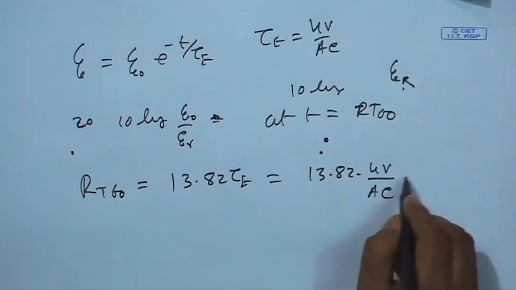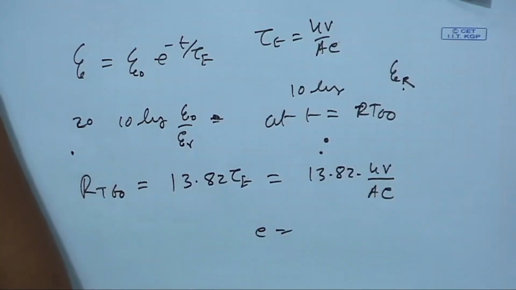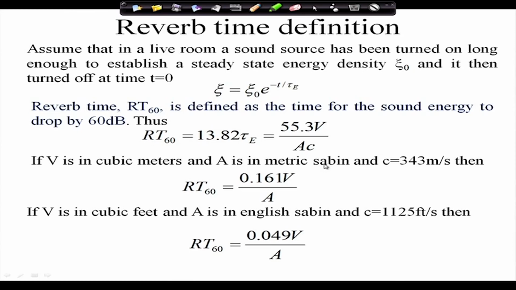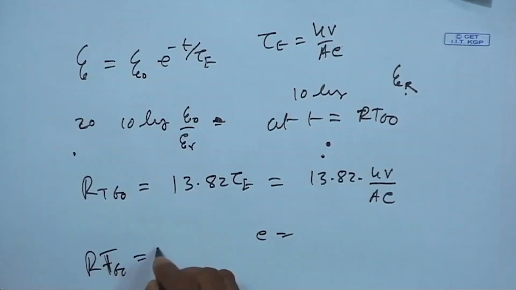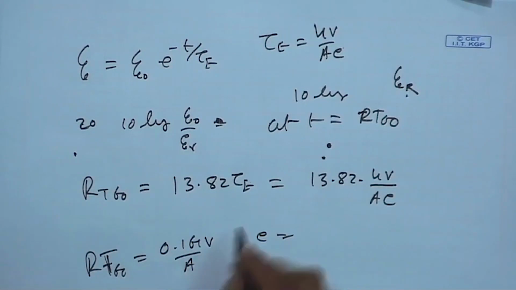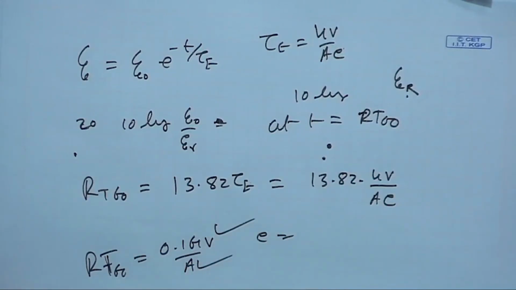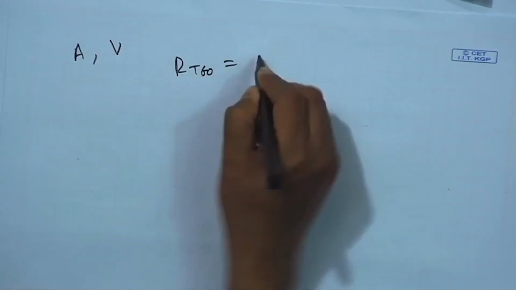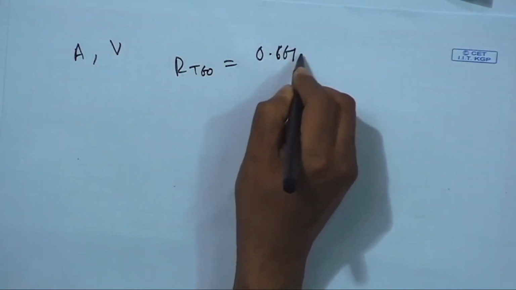Okay. Now, let C equal 343 meters per second and A in metric sabins, that means in the metric system. Then I put the value of C here and I get RT 60 as nothing but 0.161 V by A. V is the volume of the room and A is the absorptivity of the room in sabins. So, suppose I told you to calculate the reverberation time of an auditorium. If I know A and the volume of the auditorium, I can say RT 60 is nothing but 0.161 V by A.